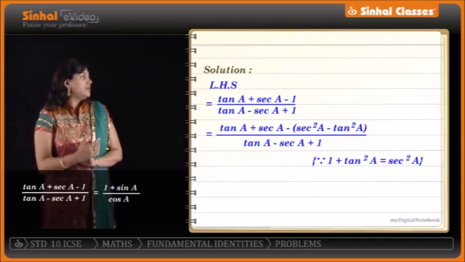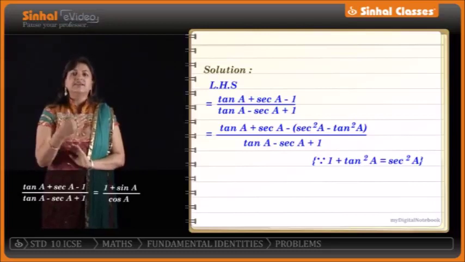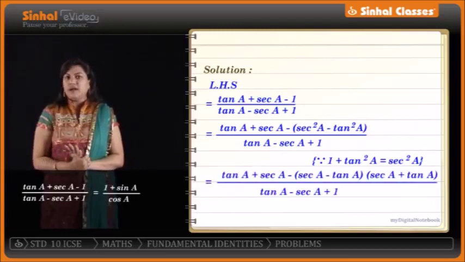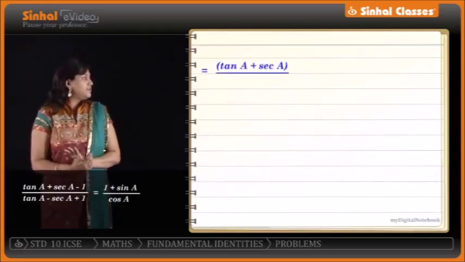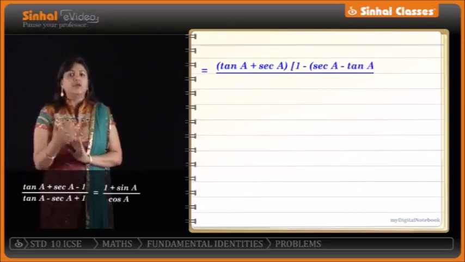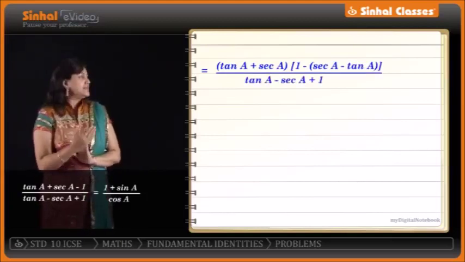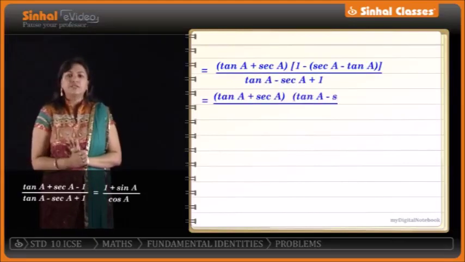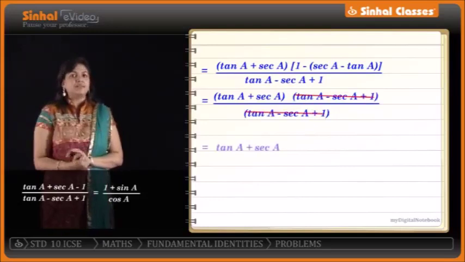Now let's do that. That part, sec square A minus tan square A, can be simplified as sec A minus tan A into sec A plus tan A, denominator as it is. So we can take tan A plus sec A common. We'll be left with 1 minus, in the bracket, sec A minus tan A, denominator as it is. Now we rearrange the terms of the bracket as tan A minus sec A plus 1. This bracket is nothing but the denominator, so we cancel. We are left with tan A plus sec A.